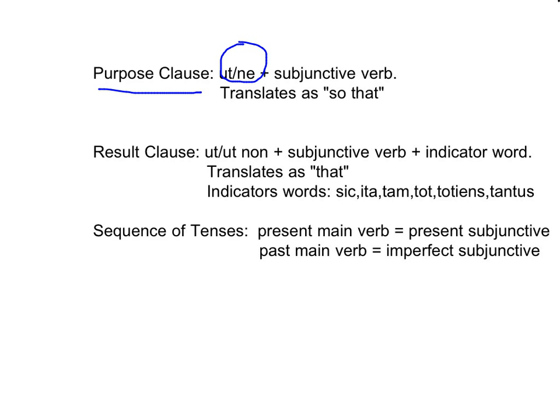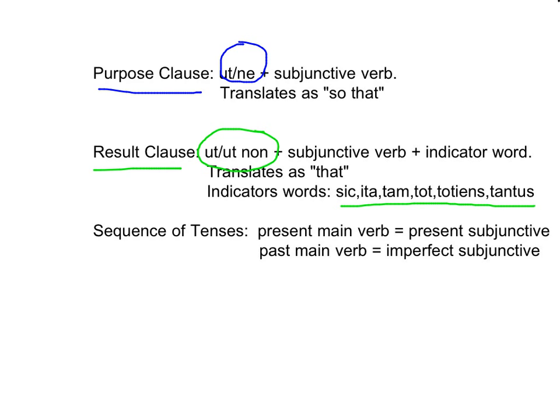So, I went to the grocery store so that I could buy groceries. Next is the result clause, and the result clause is similar in nature. It starts with the subordinating conjunction ut, but for a negative result clause, you're going to use ut non instead of ne, and it's also followed by a subjunctive verb in that clause. The other thing that helps us figure out if it's a result clause is we have an indicator word that pops up before the ut. So some of these indicator words are listed here: sic, ita, tam, tot, totiens, and tantus. A lot of T words.